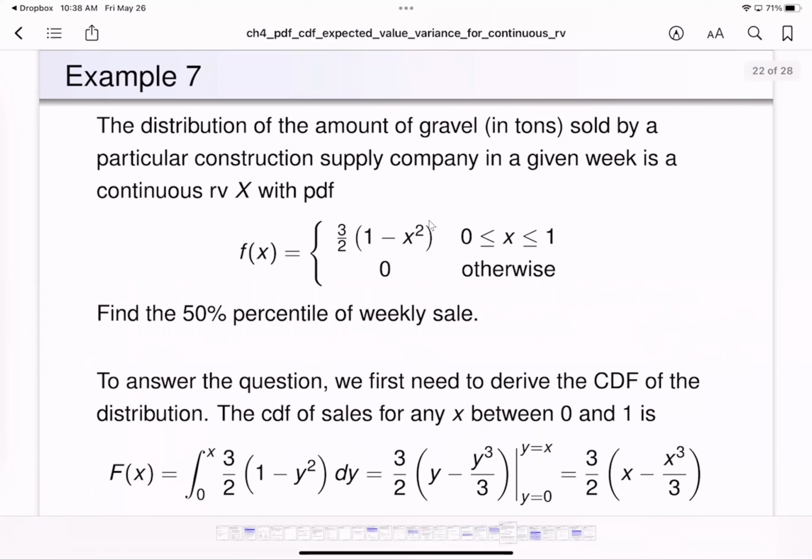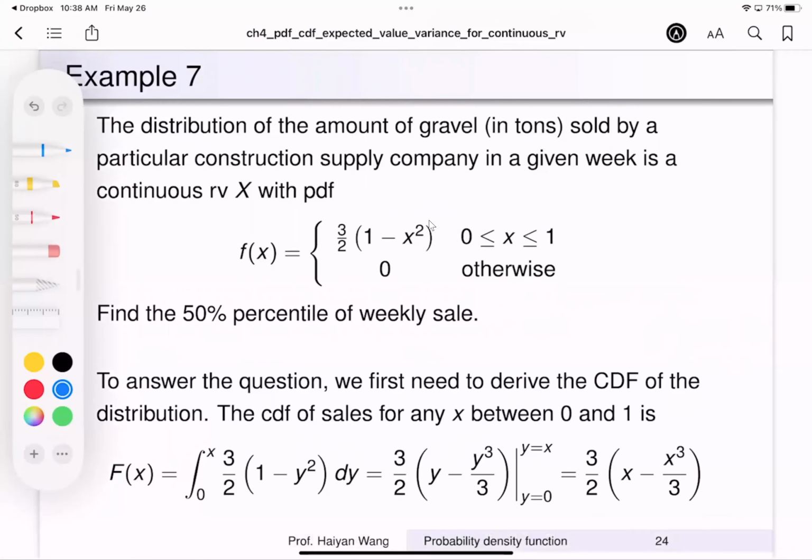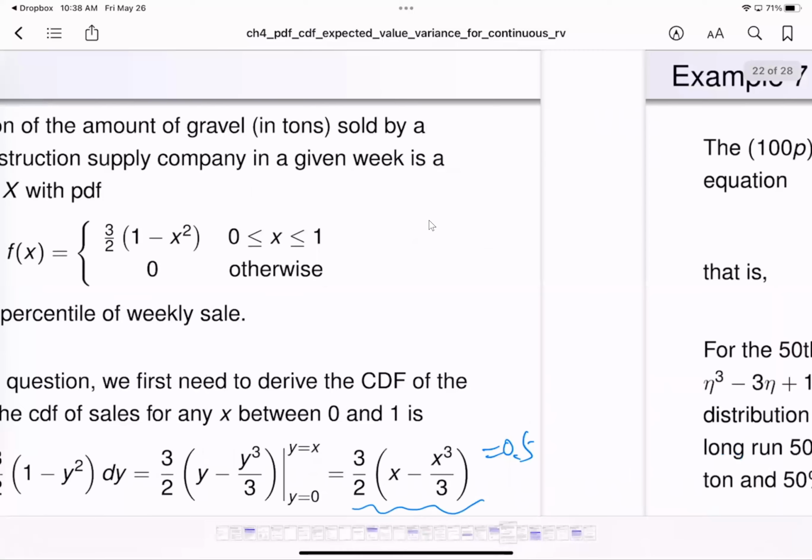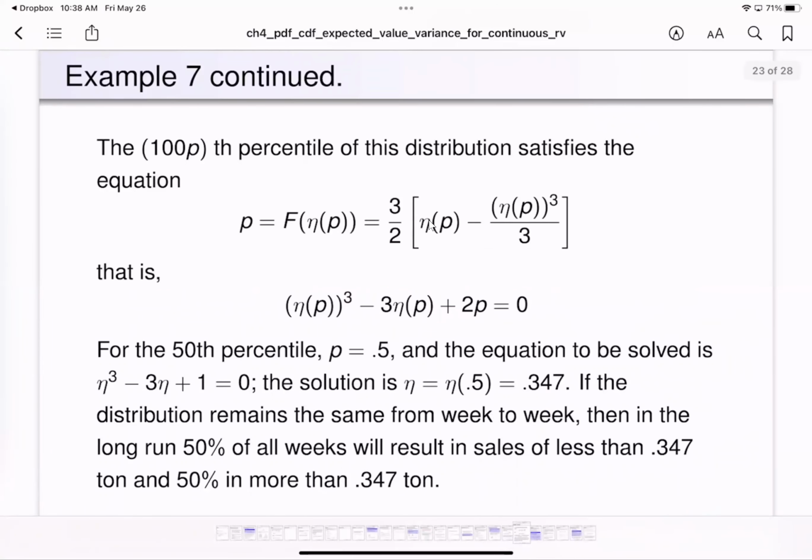So the CDF here is from 0 to x, and we put the density function in there. When we finish computing, we will get this function, and we make it equal to 0.5 because the probability is 0.5. From there, we solve for x. If we make that equal 0.5 and solve for x, we will get this percentile to be equal to 0.347.